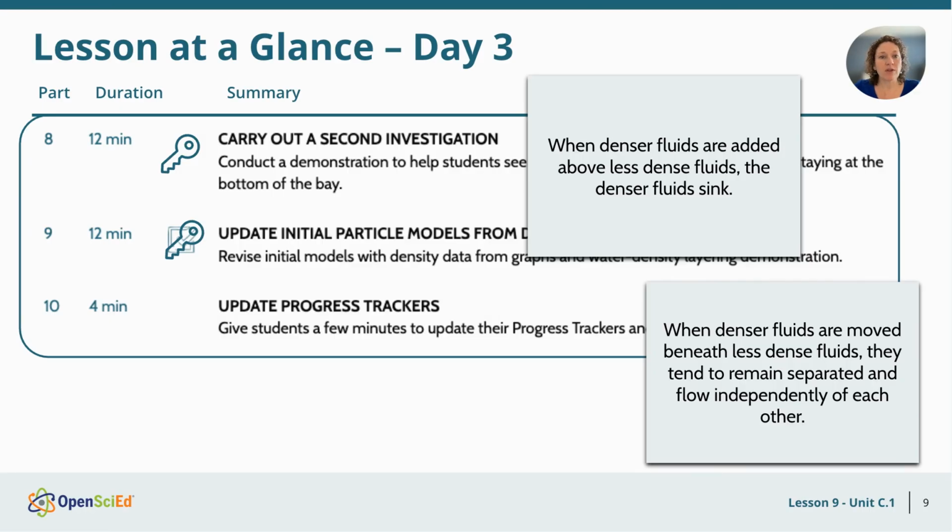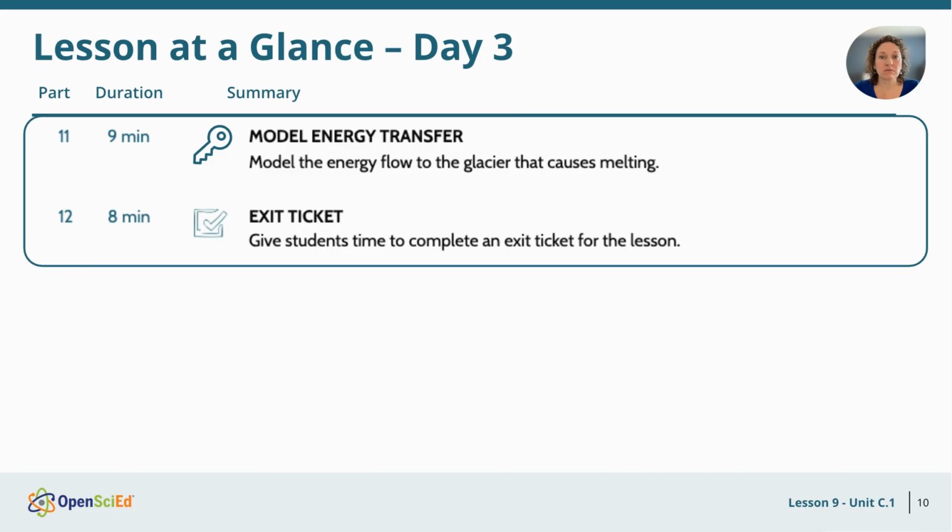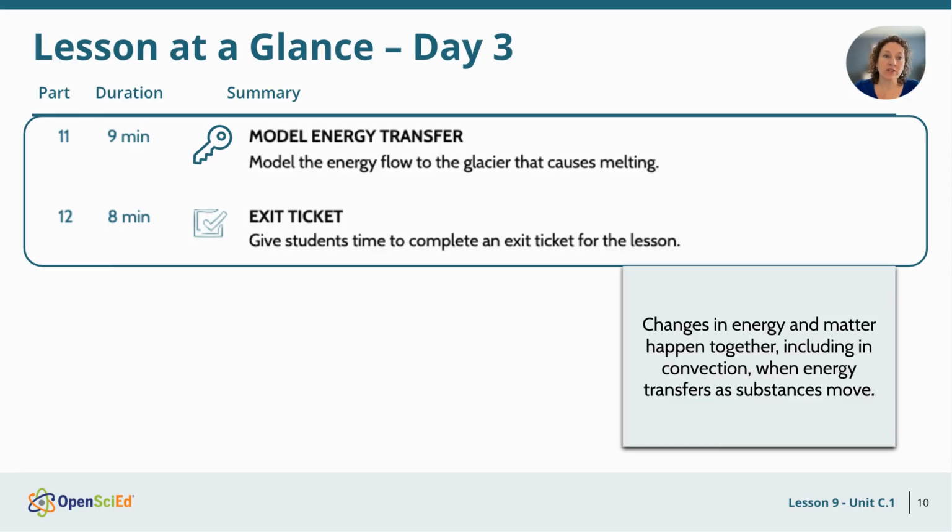So now that we know that warm salty water is melting the glacier, we wonder, how can we model the energy that is being transferred? In the third loop, we model the energy flow from the water to the glacier that causes melting. We figure out that changes in energy and matter happen together, including in convection, when the energy transfers as the substances move. Though we now see how creating a barrier at the bottom of the ocean would prevent the warmer salt water from coming into contact with the bottom of the Ilulissat Glacier.